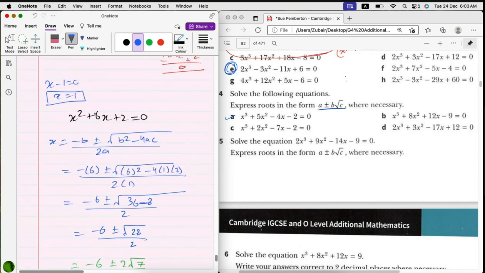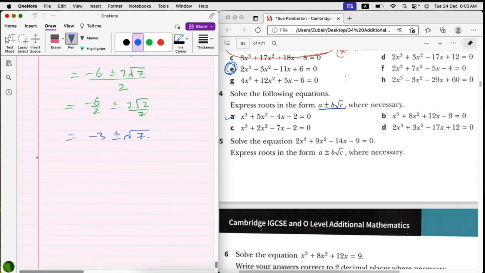One answer was already x equals 1. The other two are these. x equals 1, x equals minus 3 plus square root 7, and x equals minus 3 minus square root 7. Any doubt?